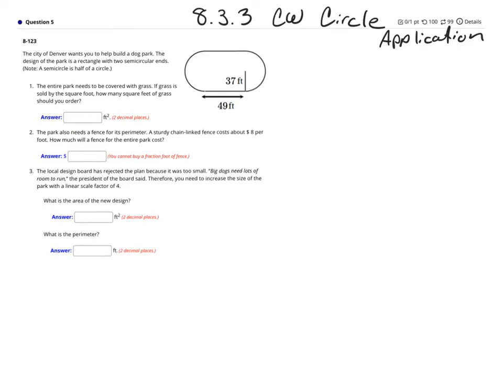The entire park needed to be covered with grass. If grass is sold by the square foot, how many square feet of grass should you order? Okay, so in order to find the area of this figure, the first thing I'm going to do is divide it up into two different parts. One part will be a rectangle that has a length of 49 and then a width of 37 times 2, which will be 74.